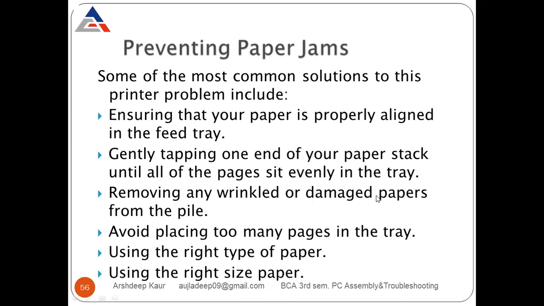Remove any wrinkled or damaged paper from the pile. If you feel any paper is torn on some side, wrinkled or damaged, never use it. Avoid placing too many pages in the tray. If you want to print 100 pages, try to print in two steps, 50 in phase 1 and 50 in phase 2. Always use the right type of paper. For printing images, go for glossy papers. For printing normal text, go for plain paper. And always use the right size of paper for your printing. By following all these steps, we can prevent the paper jam problem in a very efficient manner.